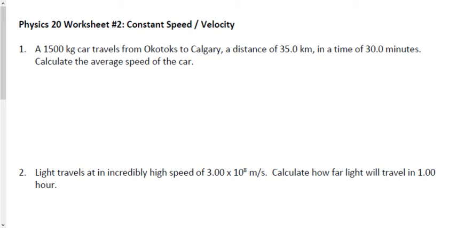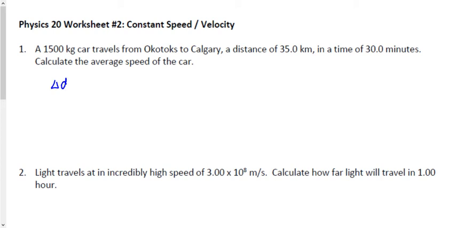Mass later on this year is going to matter to us. When we talk about what causes motion, mass becomes really important. But when we're talking about the motion itself, it doesn't matter whether a semi-truck is traveling at a certain speed or a smart car is traveling at a certain speed. Hey, the motion is the motion. Anyways, this car is traveling from Okotoks to Calgary, distance of 35 kilometers in a time of 30 minutes. What's the average speed of the car?